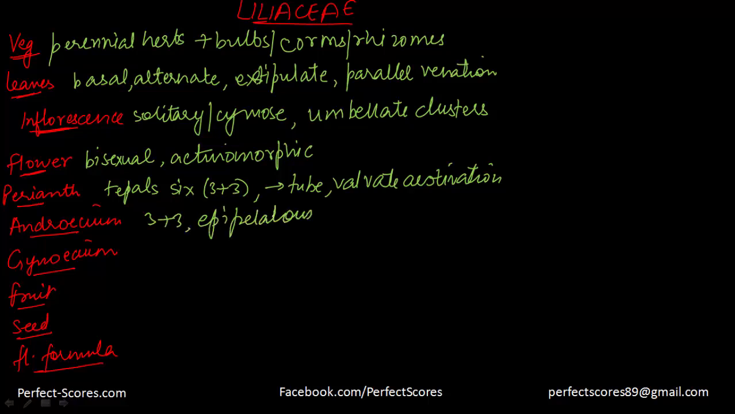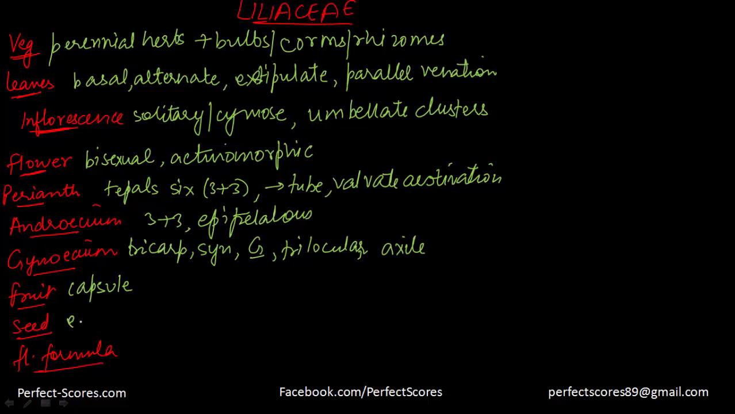The gynoecium is tricarpellary, that means 3 carpels are there. Syncarpous, that means joined. The ovary is superior, trilocular with many ovules, and the placentation is axile. The fruit is a capsule. Very rarely you can get a berry-like fruit as well. The seed is endospermous, that has lots of storage.